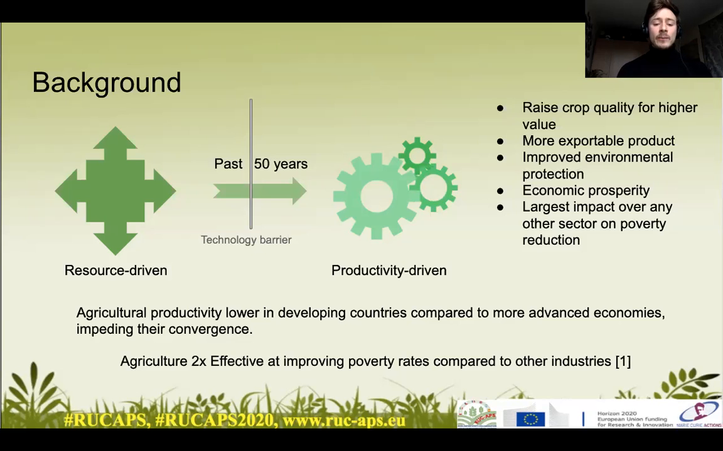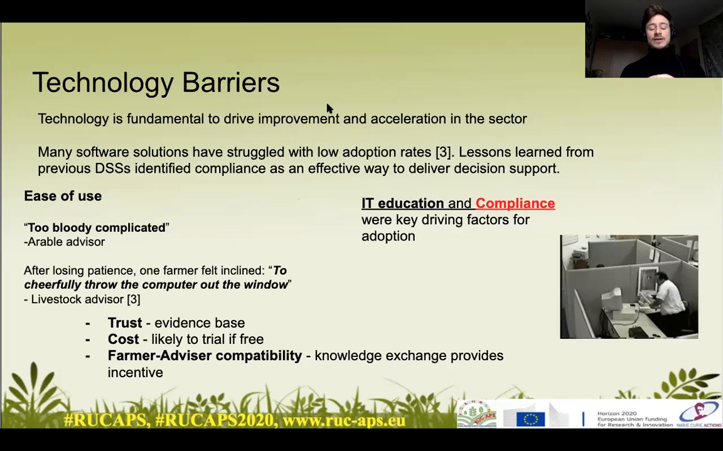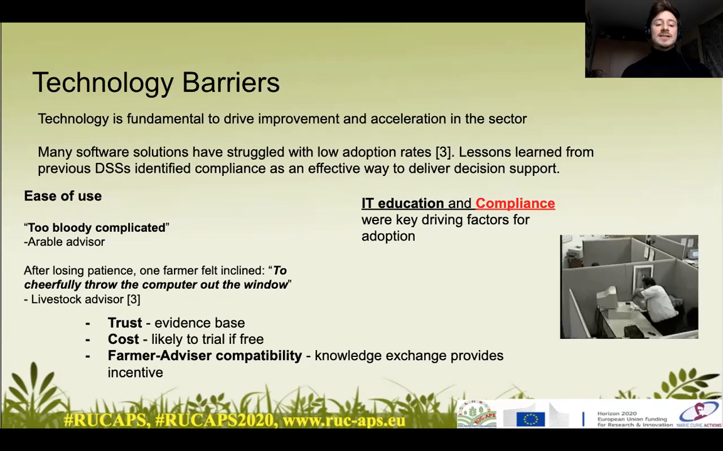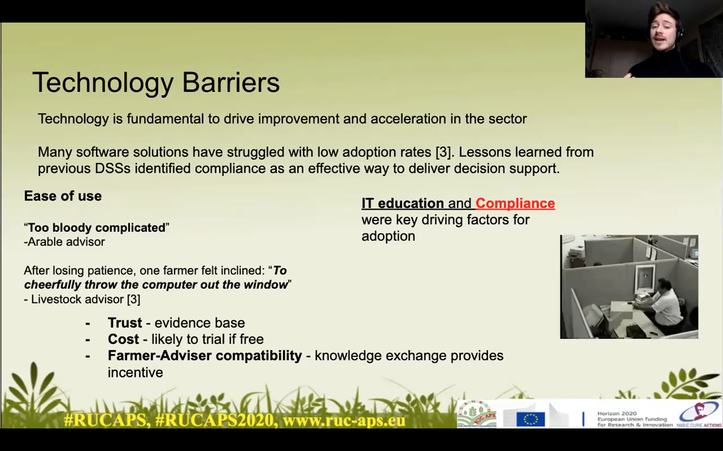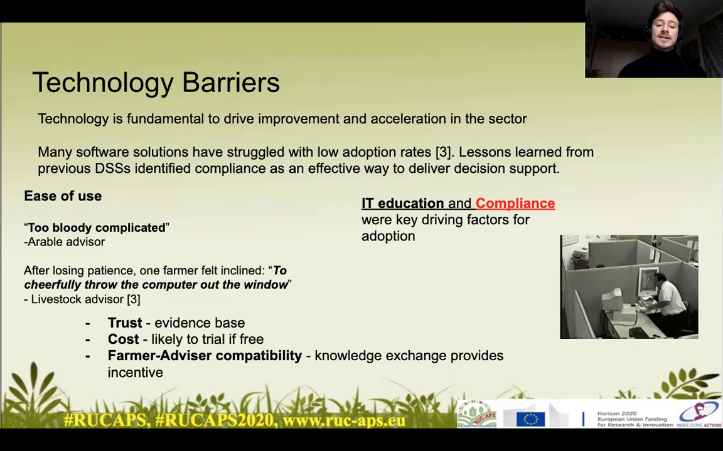So we zoomed in on this technology barrier, which is basically, we feel, the reason why some farms are struggling to change their behavior around being resource driven to productivity driven. So the technology barrier, we feel, is really fundamental to try and break that down to be as minimal as possible, to drive improvement and acceleration in the sector. Now, there's many IT solutions and software solutions that are out there, but many of them have suffered with low adoption rates. So we've been looking at the lessons learned from previous decision support system projects, and really identified compliance as an effective gateway to deliver decision support.